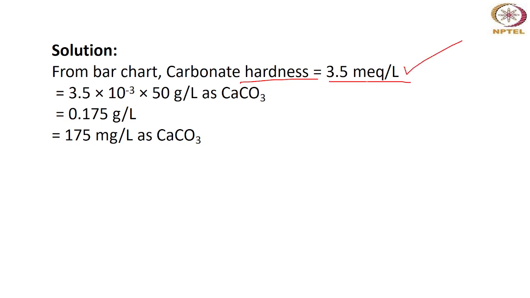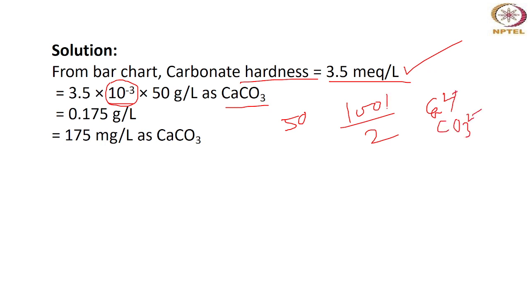So first convert it into equivalents per liter. I have to multiply by 10 to the power minus 3, so I get it in equivalents per liter. Then you know the equivalent weight of calcium carbonate, that is 50, right? This is the molecular weight 100 divided by the charge. The charge is 2 plus for Ca and 2 minus for CO3. If you divide the molecular weight by the charge, I get 50. This is gram per equivalent.